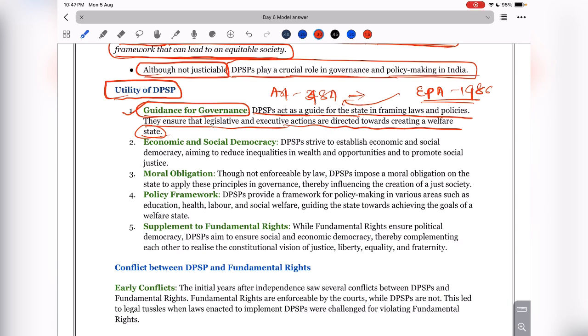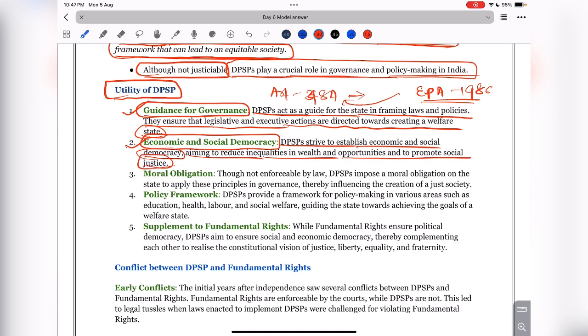Second is about bringing economic and social democracy. DPSP strive to establish economic and social democracy, aim to reduce inequality in wealth and opportunity and promote social justice. Okay, just like I am giving an example, you might be knowing there is a tax called wealth tax. Government imposes wealth tax on the super rich person, and the money that is collected is invested in the poor people. So this is a way money is distributed from rich to poor and helps in reduction of the inequality. So classic example is the wealth tax.